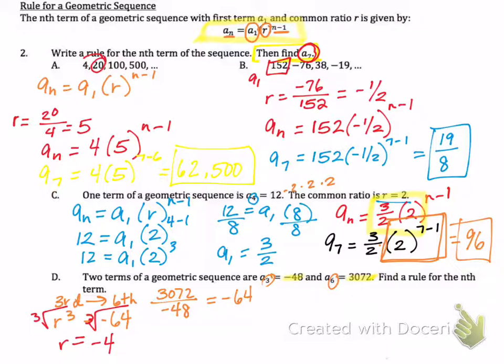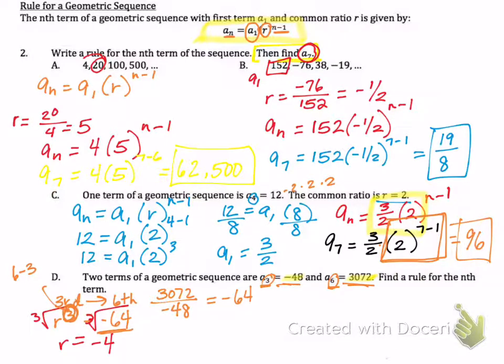So the number that goes in the exponent, like this 3 right here, how did I get this r cubed? I'm taking the difference in my n. So I'm saying 6 minus 3. That's how I got this cubed. How I got this negative 64 is I took the biggest number and divided it by the smallest number. So I took 3,072 and divided it by negative 48. That's how I got the negative 64. So my rate of change, I'm multiplying it by negative 4 over and over and over again.